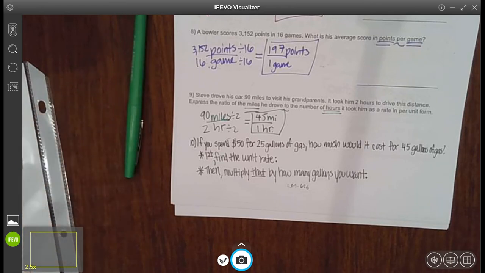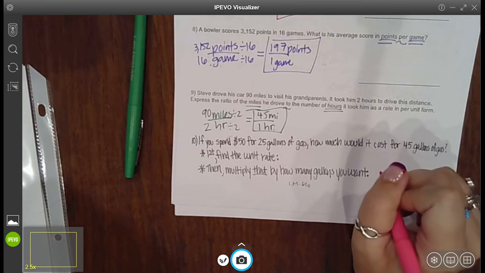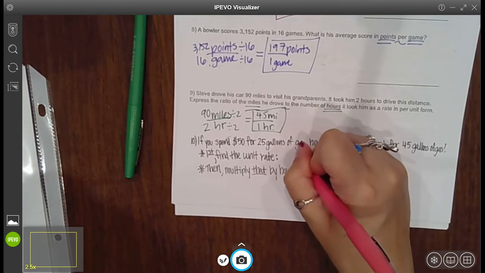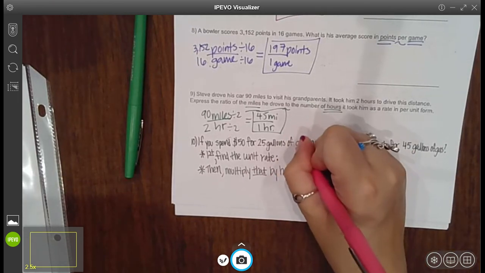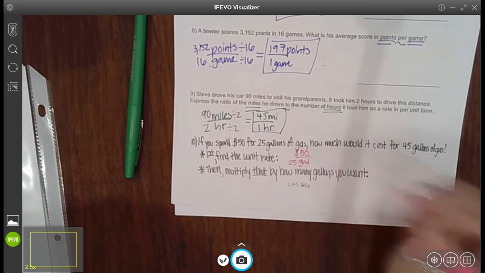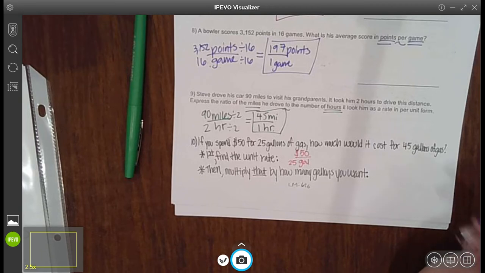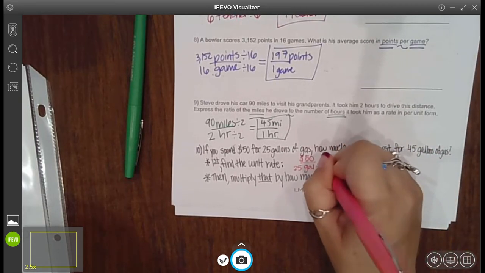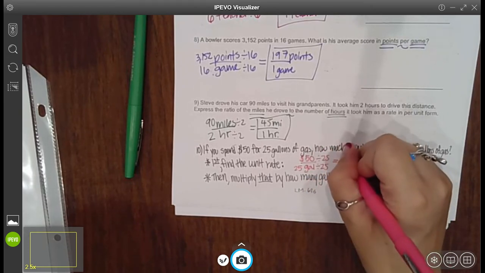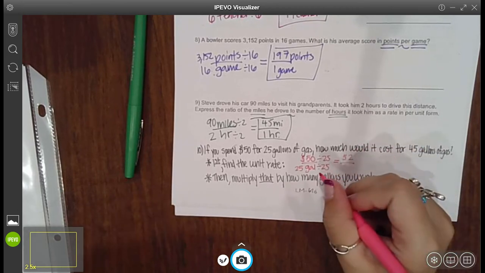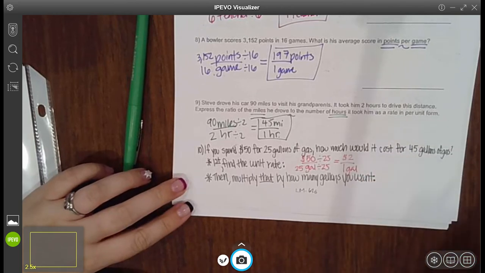So I'm going to do this. Okay. Again, I said it would be nice if I figured out how much it was for 1 gallon of gas. So let's put gallons on the bottom and money on top. So they say it's $50 for 25 gallons of gas. Now, if I want to figure out how much it is for 1 gallon of gas, I find the unit rate. 50 divided by 25 is 2. So $2 per 25 divided by 25 is 1. So $2 for 1 gallon of gas.